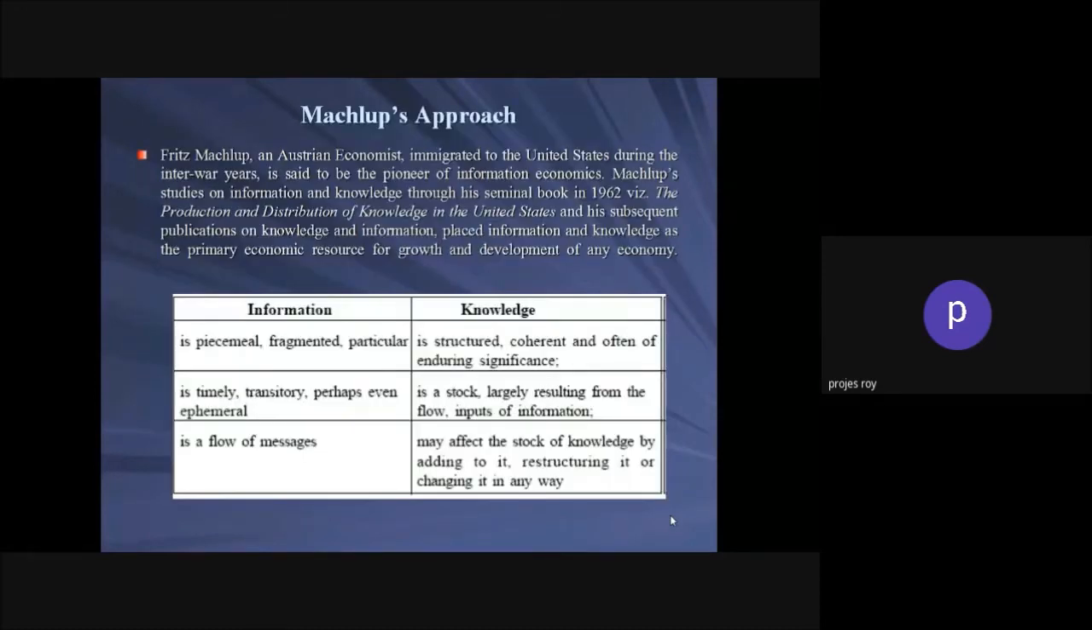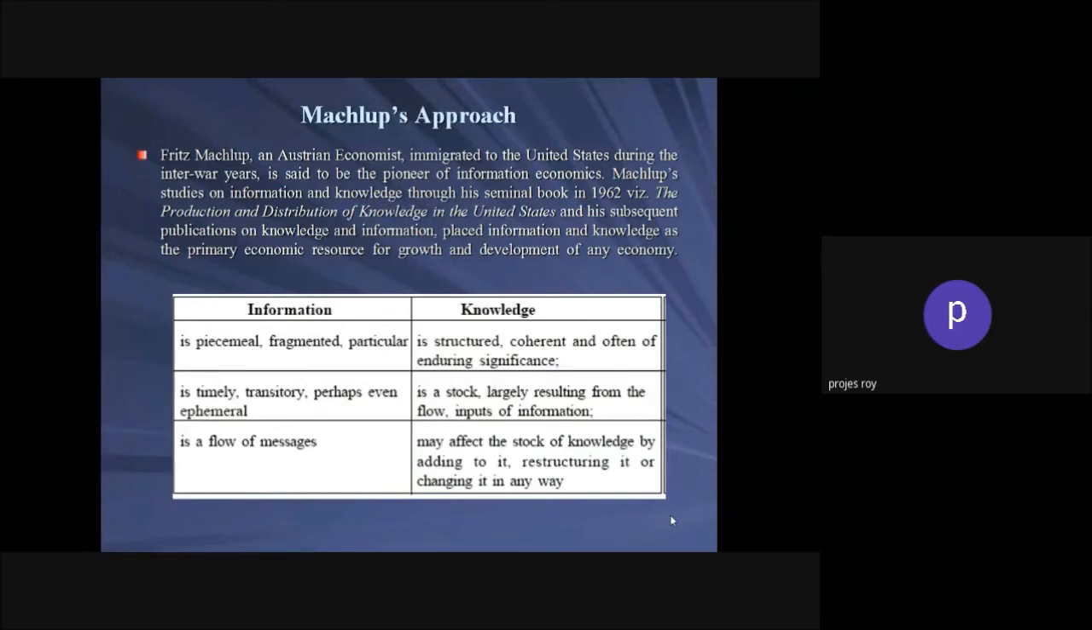Now, Machlup, an Australian economist who immigrated to the United States during the interwar years, is said to be the pioneer of information economics. Machlup's studies on information and knowledge, through his seminal 1962 book The Production and Distribution of Knowledge in the United States and his subsequent publications, placed information and knowledge as primary economic resources for the growth and development of any economy.